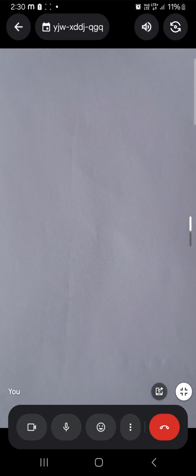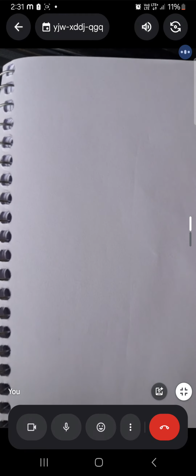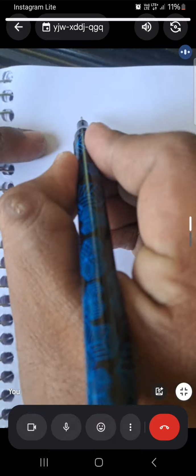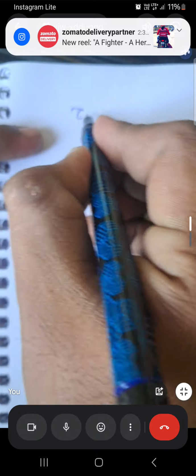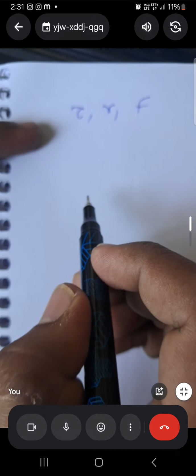Okay, this is a good question actually, very important also. You understood the question, all of you? Yes, sir. If you see the question, there is a given torque, position vector and force. So what is the relation between torque tau, position vector r, and force?